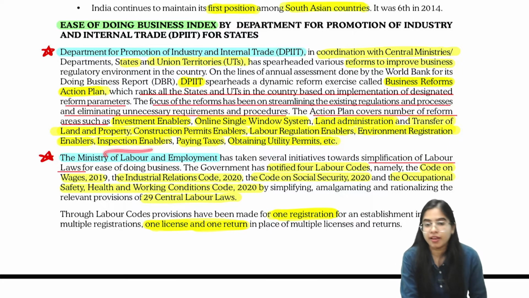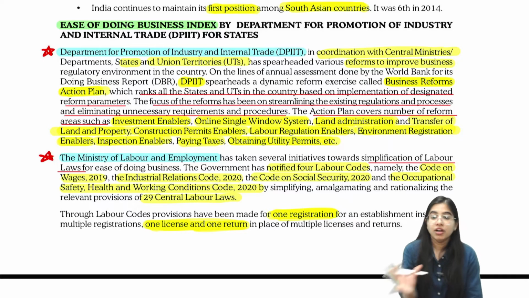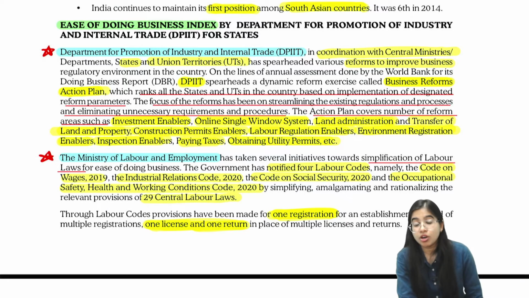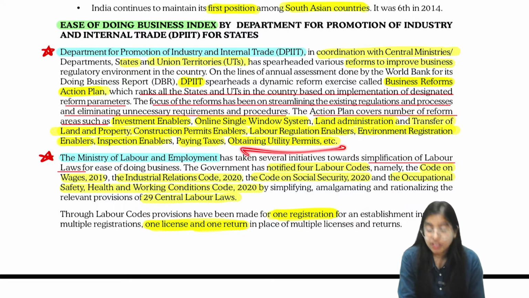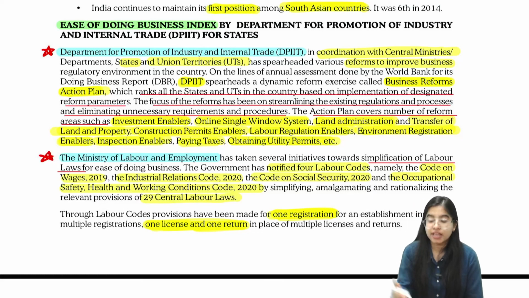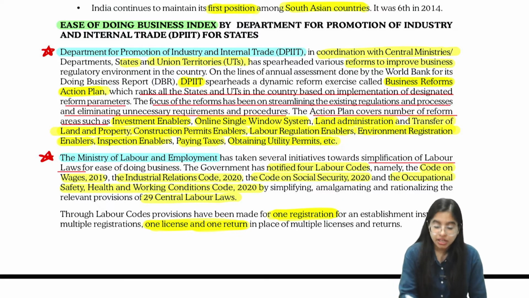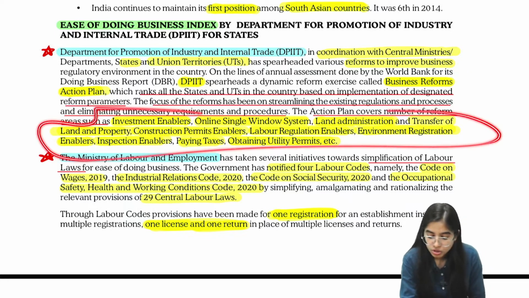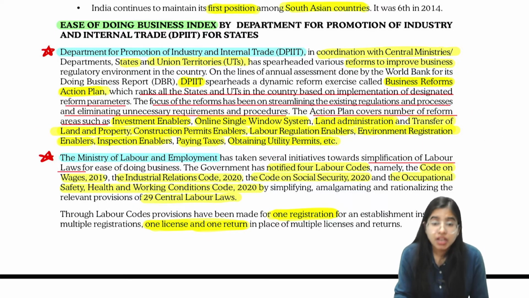Inspection enablers, how the government will do inspection of your sites, of your factories. Paying taxes, what are the laws to pay taxes? Obtaining utility permits. Utility means all the services which you utilize, like electricity, water, telephone, all these are known as utility, whether you get utility permits or not. So all these laws are very difficult. There are a lot of unnecessary requirements in these laws.